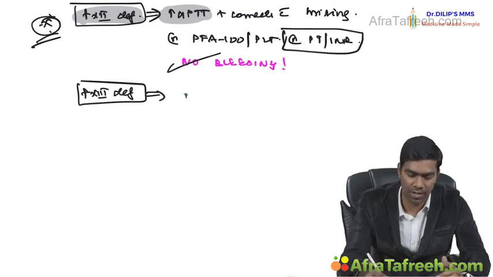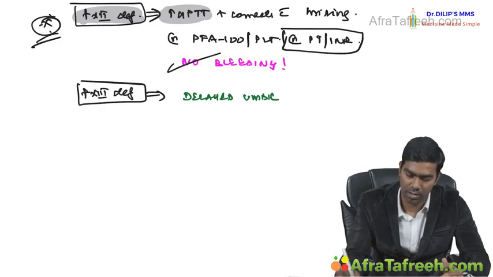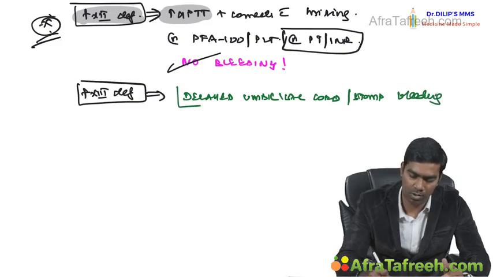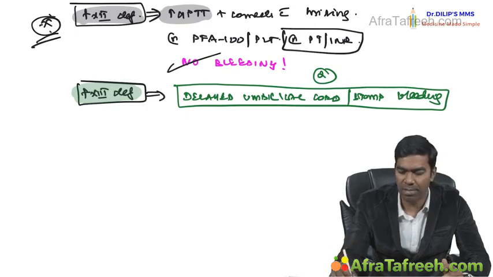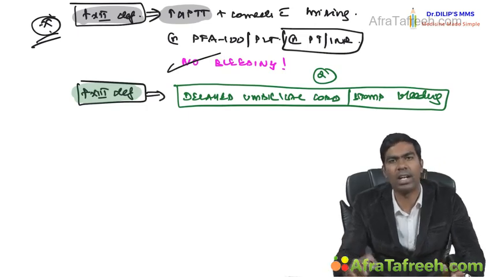The typical bleeding type in patients with factor 13 deficiency is delayed umbilical cord or stump bleeding. Delayed umbilical cord stump bleeding. Very, very important point. So this is the gold standard. If you get this in any of the exams, you have to answer factor 13 deficiency. Clear?